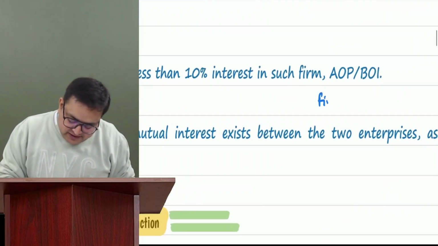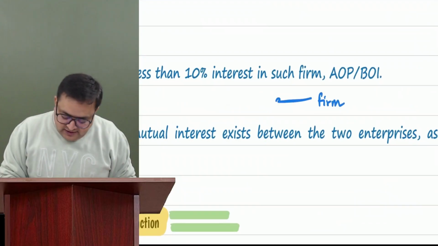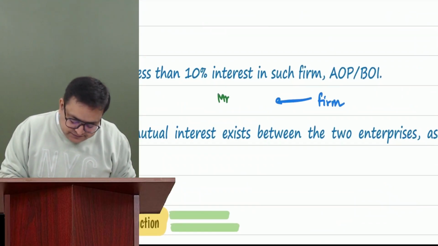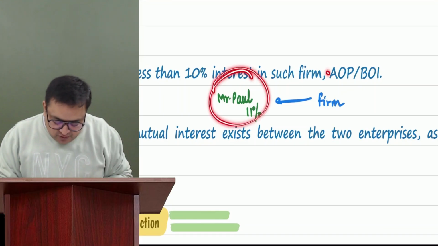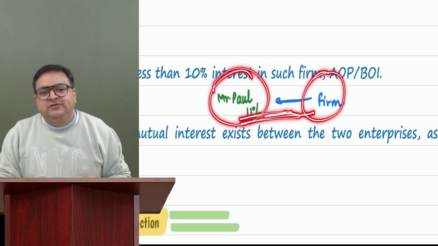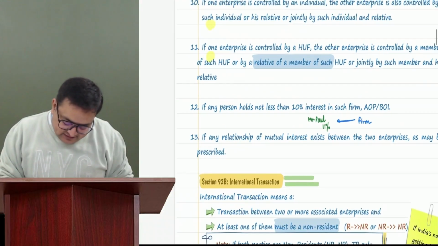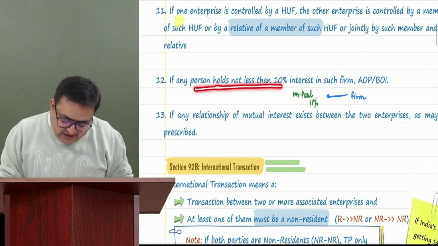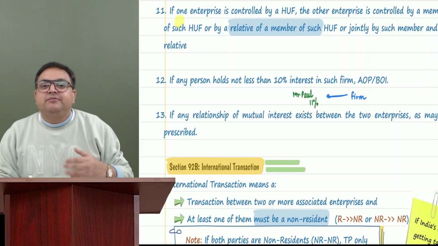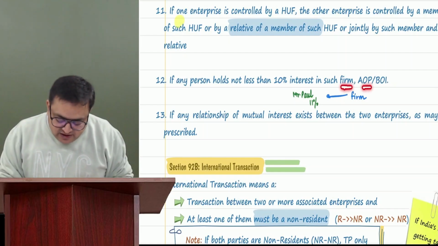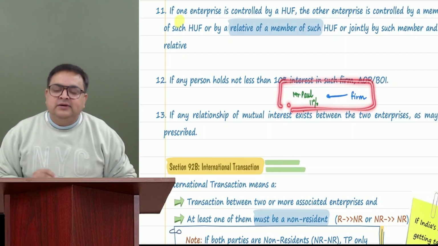12th point. Let's say, for example, there is a partnership firm in India, and there is a non-resident, Mr. Paul. And he has more than 10%. Let's say, for example, he has 11% profit sharing ratio in this partnership firm. So any transaction between Paul and this firm will also be considered an associated enterprise transaction. So this would be if any person holds not less than 10%. Let's say he's holding 11%, sorry, not shares, 11% profit sharing ratio in this partnership firm, in this AOP or BOI, then they both would be associated enterprises.